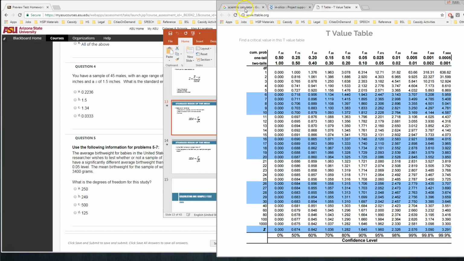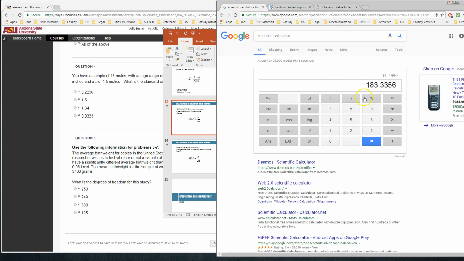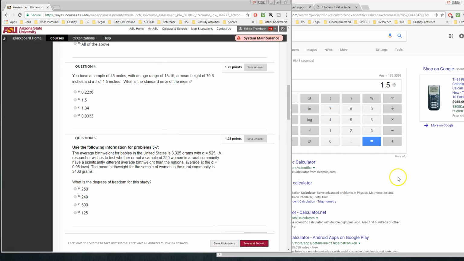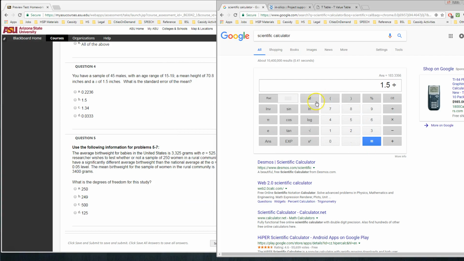So let me get a scientific calculator pulled up here. I need to take my standard deviation, which is 1.5, and divide that by the square root of my sample size, which was 45. Make sure I can do square root of 45. And that's going to give me 0.2236.